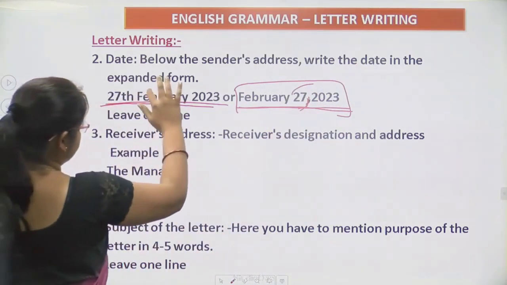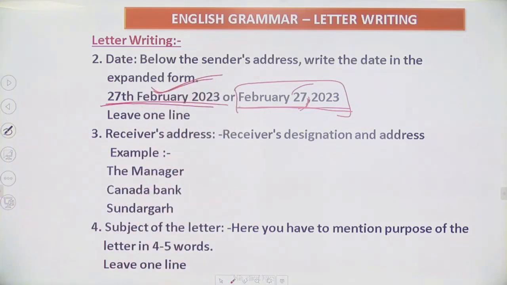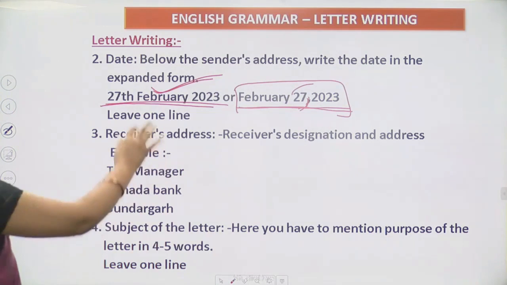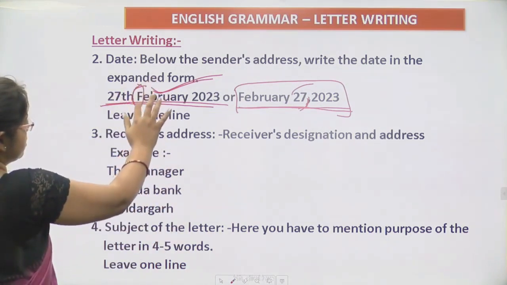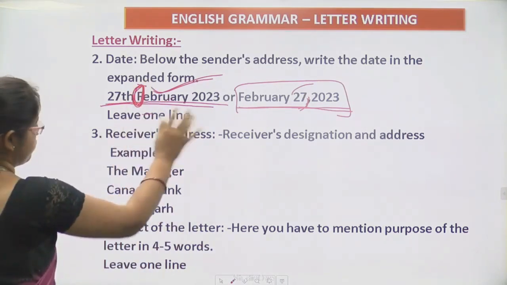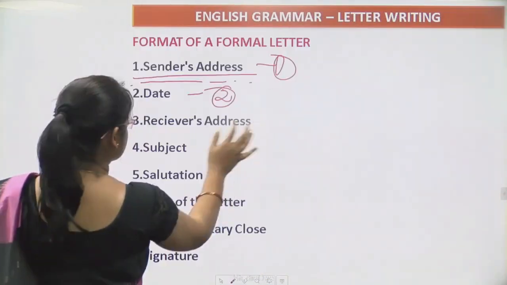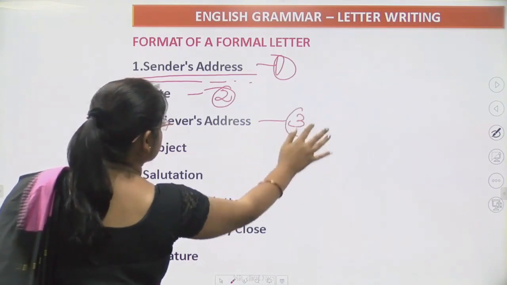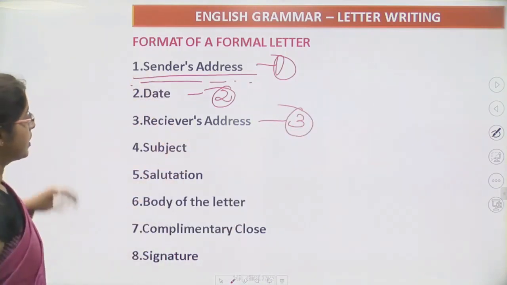I always prefer this one when you write the date in your formal letter, and always write the first letter of the month in capital. Then you leave one line. Third, we first write the sender address, second the date, then the receiver address.